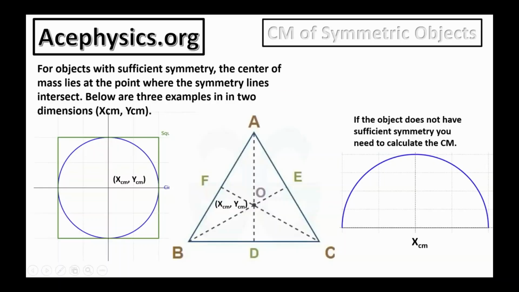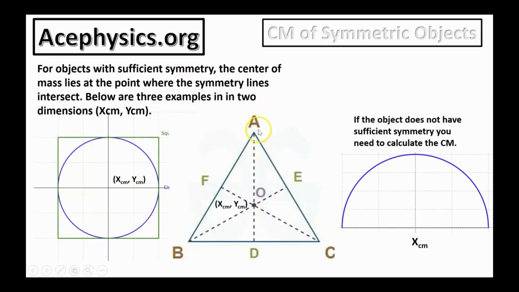Below are 3 examples in 2 dimensions. Here's a circle. I can draw a vertical line directly through the center of the circle, and that divides the circle into 2 symmetric halves. I can draw a horizontal line directly through the center of the circle, and that divides the circle into 2 symmetric halves. The location where those 2 lines intersect is the center of mass of the object. Terrific. And it's the same for a square.